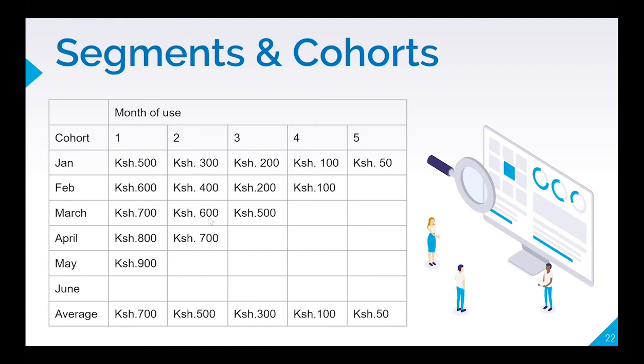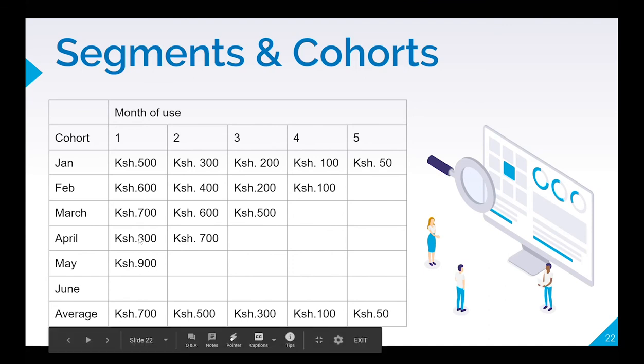And the change between month 1 to month 2 has also gone lower, right? Initially it was 200 shillings and now it's 100 shillings. And so cohort analysis helps us to have a clearer perspective. For instance, we can see that poor monetization in the first month dilutes overall revenues across the board. Just as we've seen in January, those who spend 500 in month 1, eventually by the time they're dropping off, they're spending 50 shillings. And those who join in April, they spend 800 shillings, then 700.